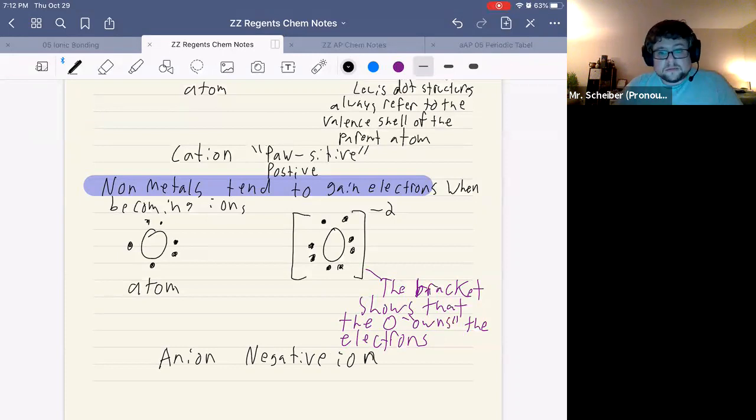And that is your little introduction to Lewis dot structures and ions.